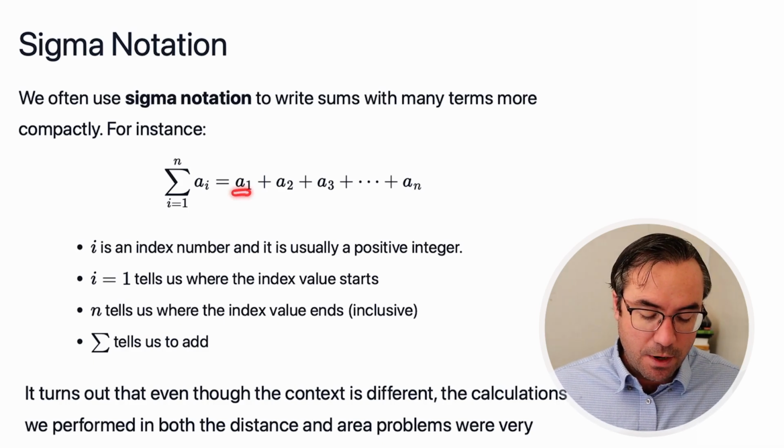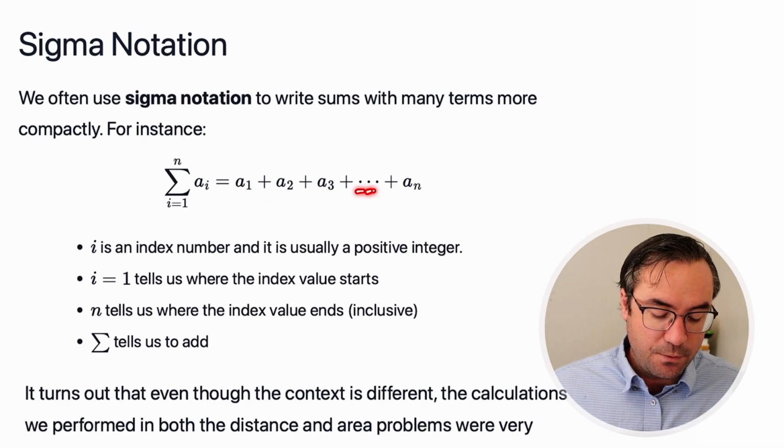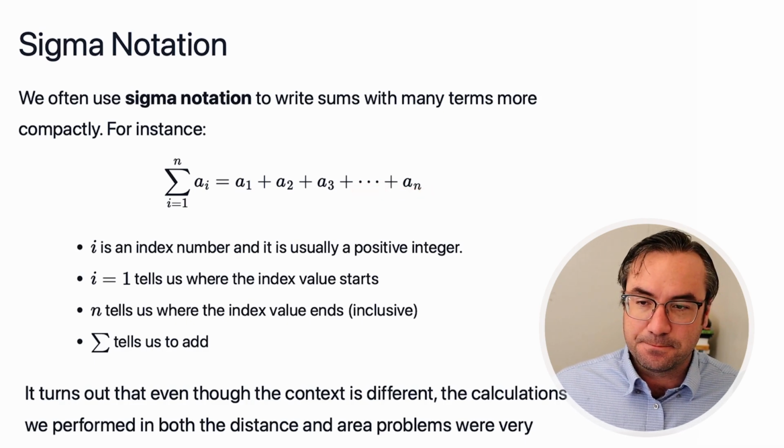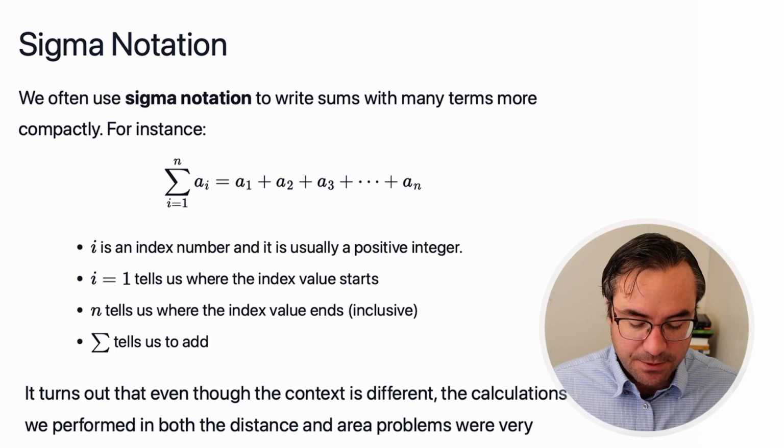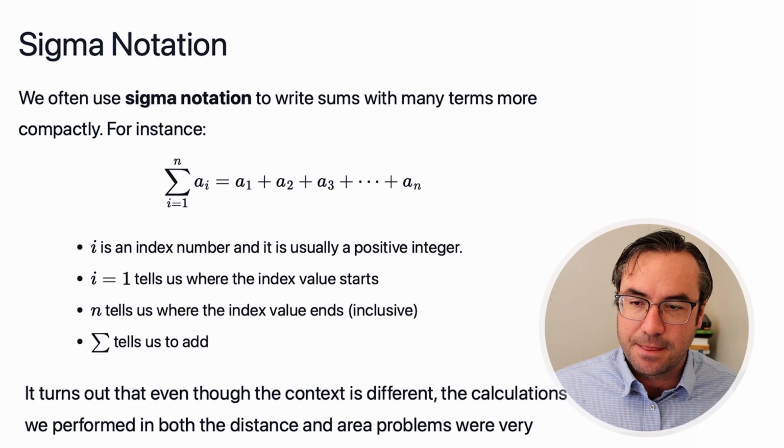So that would look like A1 plus A2 plus A3. We keep going up to AN. All right, so this is our sigma notation. It's a big fancy addition sign.